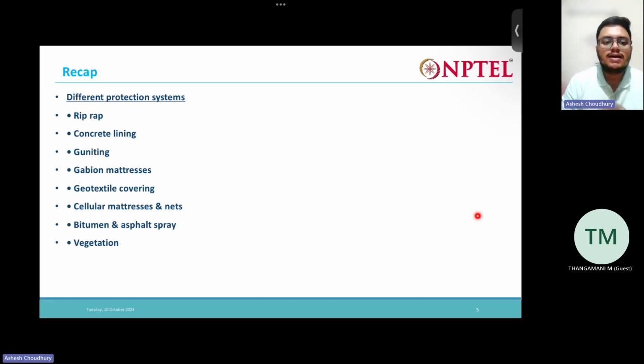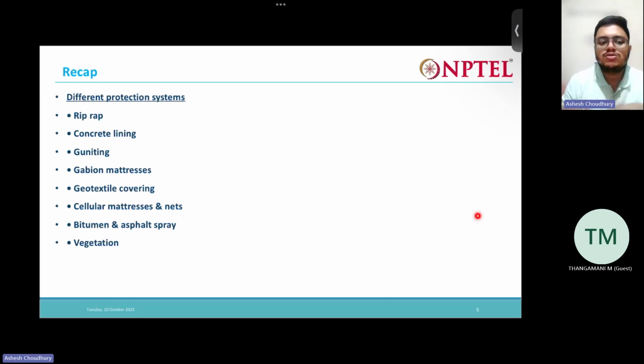Then we have this gunniting. Gunniting is nothing but spraying of concrete. Then gabion mattresses. You already know what gabions are. Gabion mattresses you can use: we can put large size aggregates in these steel wire mesh cages, fill them inside, and make mattresses with them. Those are called gabion mattresses.